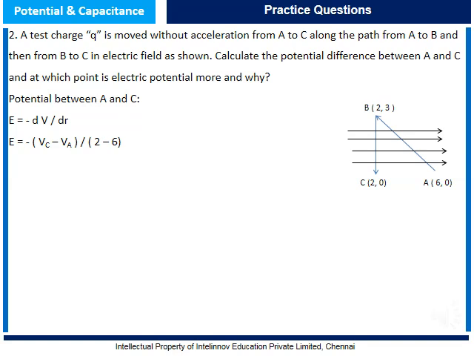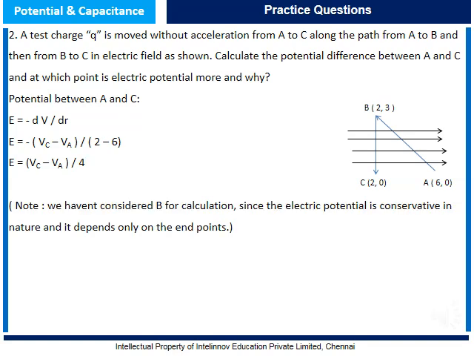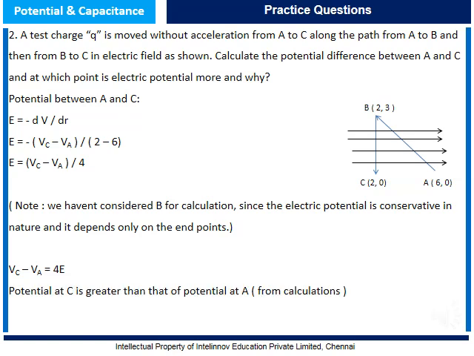You could have noticed that we are not considering B for any calculation because the electric potential is conservative in nature and it depends only on the endpoints, not on the path it takes. Thus we get E is equal to VC minus VA divided by R. On rearranging we get VC minus VA equal to 4E, which means VC is greater than VA. Thus electric field is directed from C to A, that is from higher potential to lower potential.